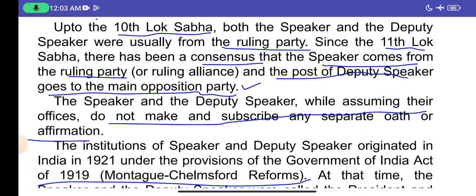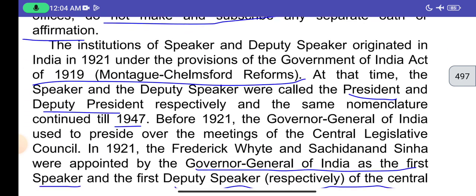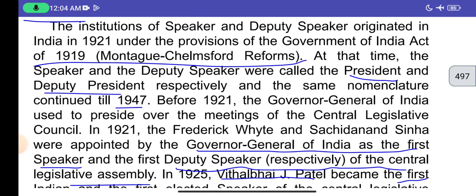The Speaker and the Deputy Speaker, while assuming their offices, do not make and subscribe any separate oath or affirmation. The institution of Speaker and Deputy Speaker originated in India in 1921 under the provisions of the Government of India Act of 1919, Montagu-Chelmsford reforms. At that time, the Speaker and the Deputy Speaker were called the President and Deputy President respectively, and the same nomenclature continued till 1947.